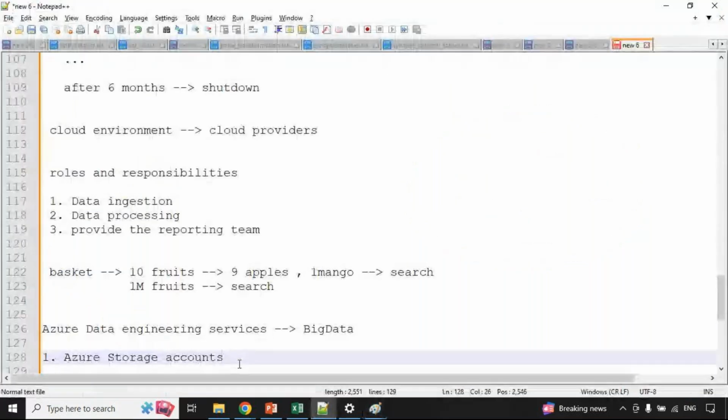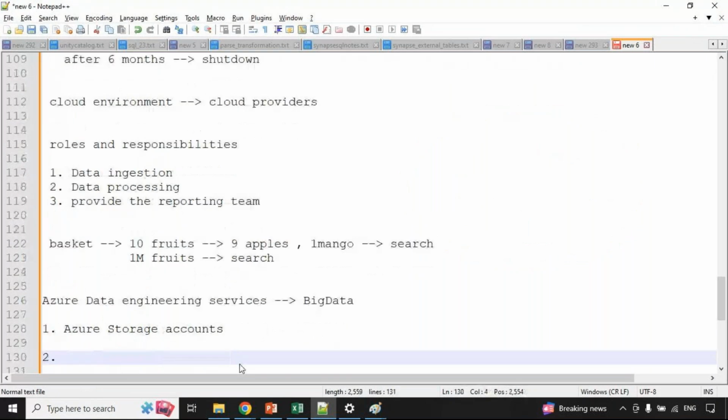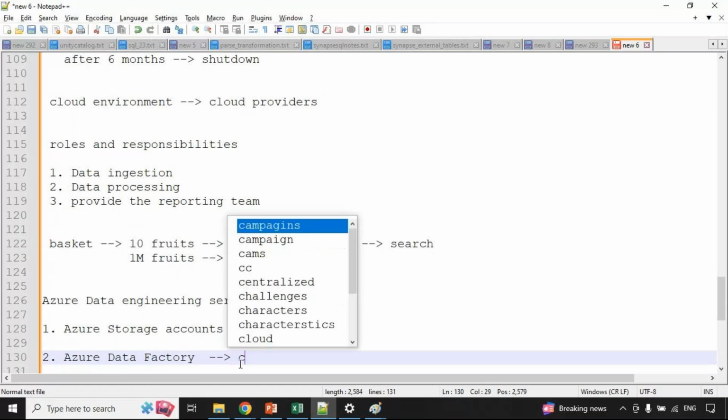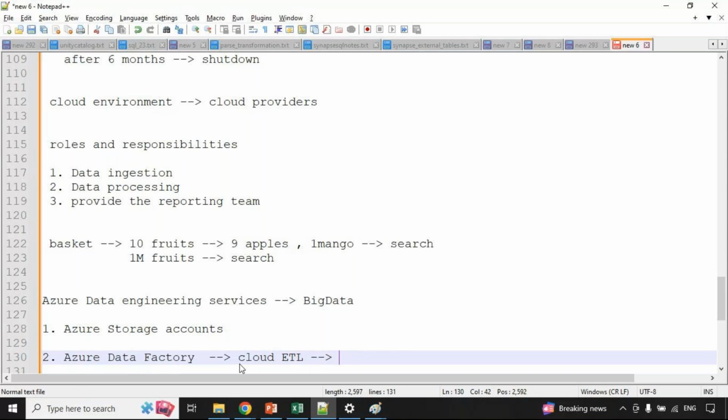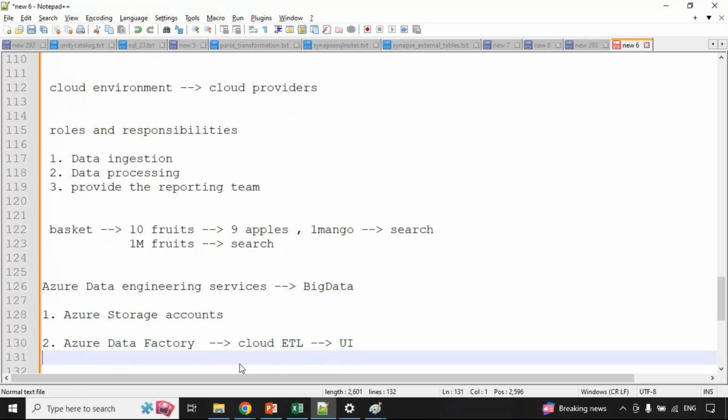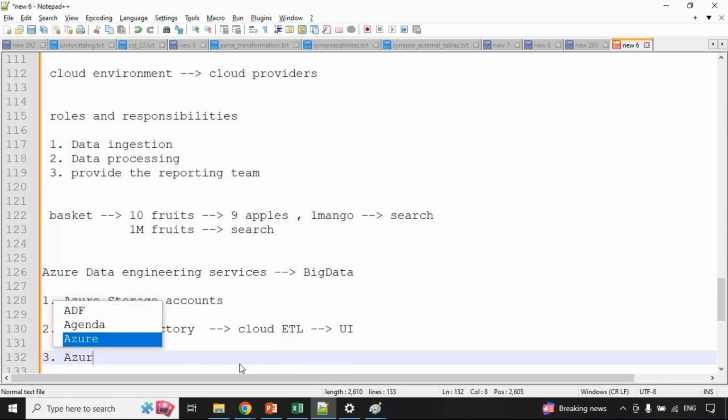Here, Azure storage account, and another one is Azure Data Factory, which is a cloud ETL, guys. Those who already work in an ETL background, such as Informatica or DataStage, can perform the same kind of operations in the cloud ETL, which is Data Factory. We can also do ingestion, processing, scheduling, monitoring, everything in Data Factory in a UI manner, completely UI based, drag and drop. And one more service we are going to learn, Azure Databricks.